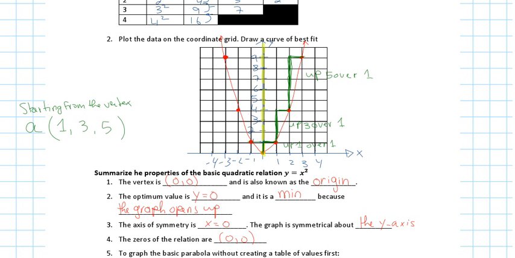Because it's symmetry, right? I start from the vertex, go up 1 over 1 to the right, and I find my point. And I go up 1 and over 1 to the left to find my next point because of the symmetry. Then from this point, I go up 3 over 1, and from that point, I also go up 3 over 1.